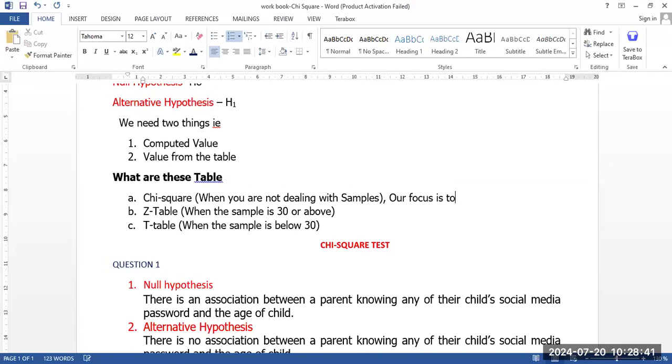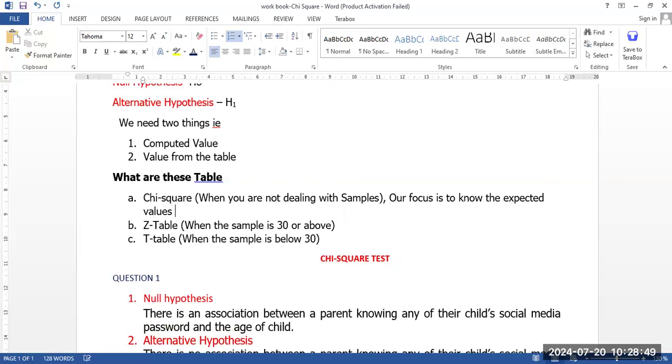Our focus here is just to know the expected values, that is E, and the observed values. That is basically what we are interested in, observed values. That is O.